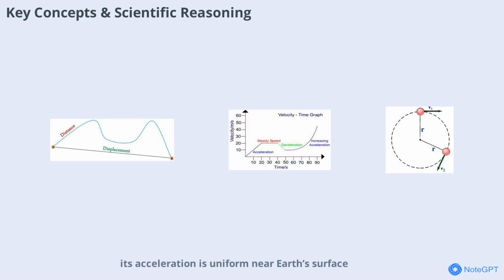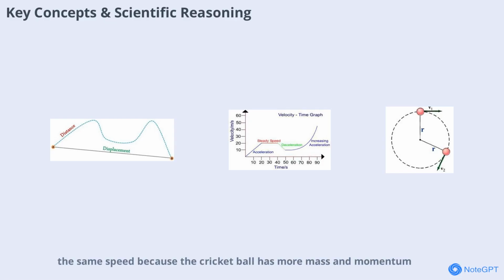When an object falls freely, its acceleration is uniform near Earth's surface. Action and reaction forces don't always cancel because their points of action may differ. It's easier to stop a tennis ball than a cricket ball at the same speed because the cricket ball has more mass and momentum. An object at rest is considered to have uniform velocity, zero, but constant. These concepts form the backbone of motion analysis.